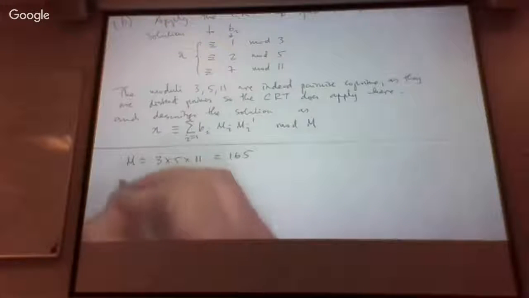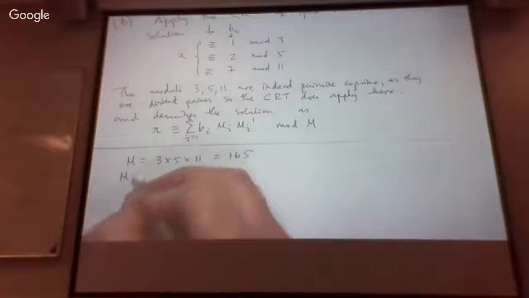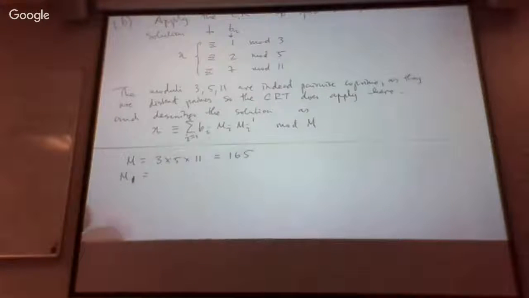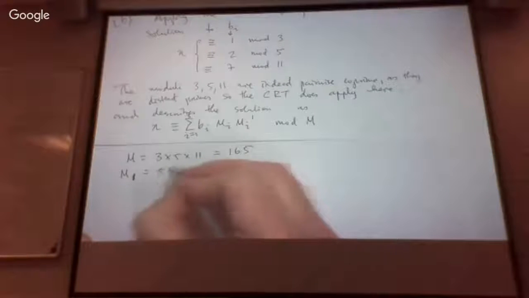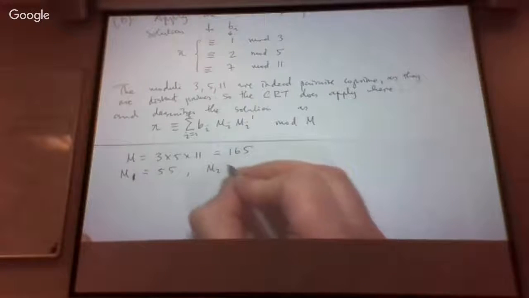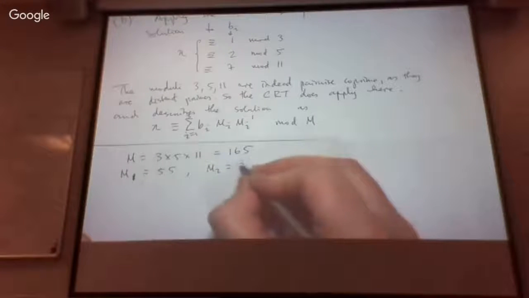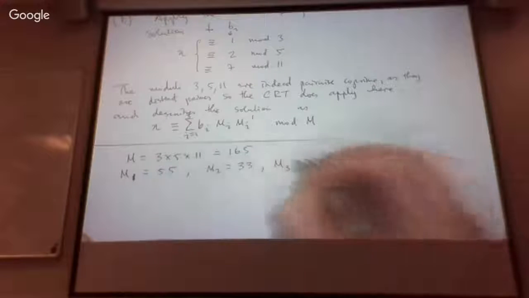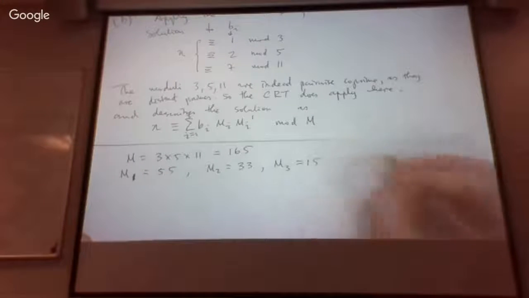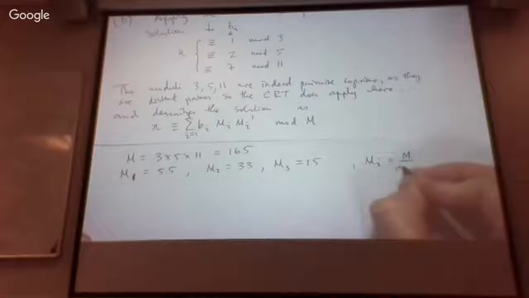The capital Mi are the products of the other moduli. So capital M1 is 5 times 11, which is 55. Capital M2 is the product of all the moduli except the second one, so 3 times 11, which is 33. Capital M3 is the product of the first and second, which is 15. In other words, capital Mi is equal to M divided by little mi.